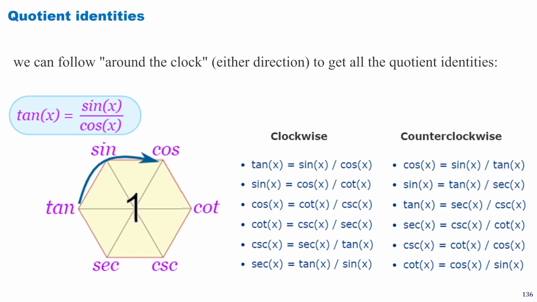Next, quotient identities. We can follow around the clock in either direction to get all the quotient identities. For example, if you start from here, tangent x equals sine x over cosine x. Or you can go the other direction. Tangent x equals secant x over cosecant x. And for example, you could also start from here. Cotangent x equals cosine x over sine x. And therefore, we have the following 12 quotient identities, right? Each one of them can be found in the magic hexagon.